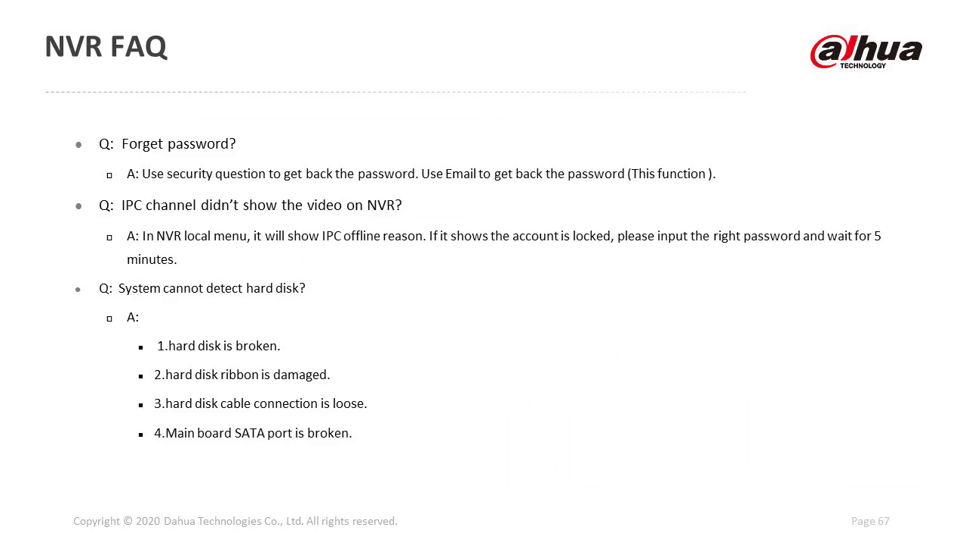Question 1. Forget password. Use security question to get back the password. Use email to get back the password. Question 2. IPC channel didn't show the video on NVIA. In NVIA local menu, it will show IPC offline reason. If it shows the account is locked, please input the right password and wait for 5 minutes.